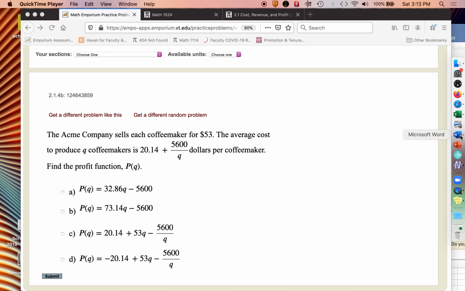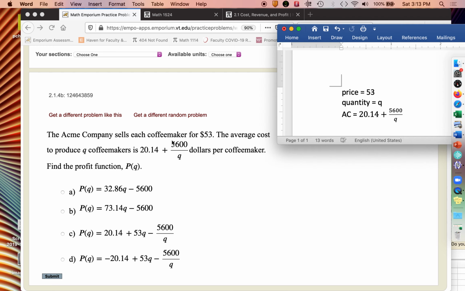Let's jot down what they tell us. They told us that the price that we sell each coffee maker for is $53. So the price is 53. And then it tells us that we're going to be producing Q coffee makers. So our quantity is the letter Q. And you notice all of your answers have Q in them, so we're not going to be finding or plugging in a specific value for Q. We're going to use the letter Q. The average cost is 20.14 plus 5,600 divided by Q. And then it tells us to find the profit function.